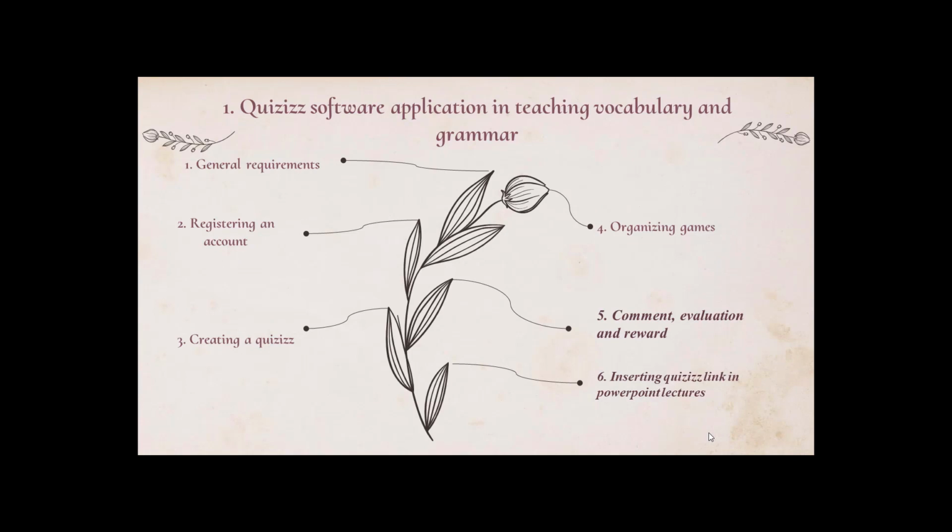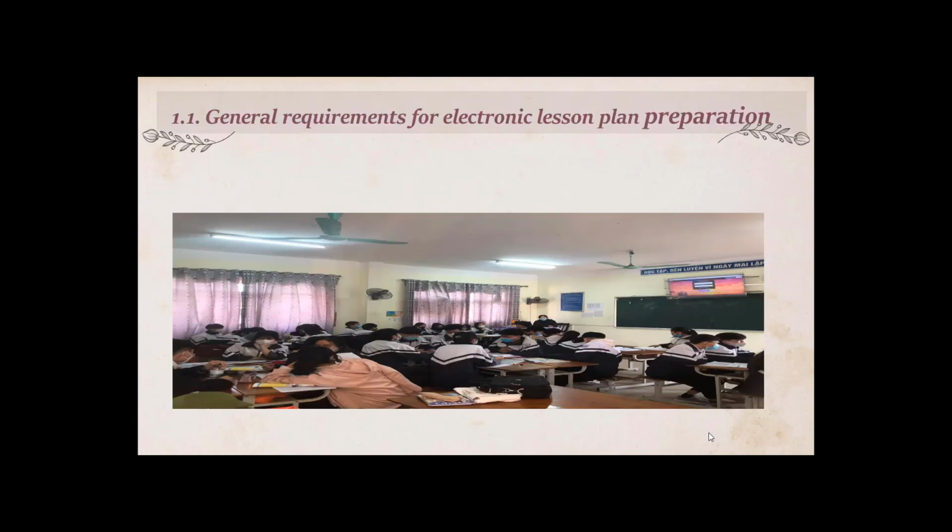Measure number 1. Quizizz software application in teaching vocabulary and grammar. There are 6 main points: general requirement, registering an account, creating a quiz, organizing games, comment, evaluation, and record, and inserting Quizizz link in PowerPoint lectures. First, I talk about the general requirement. This software is suitable for practice, reinforcement, assessment, or homework. That means the teacher still organizes all the activities as usual.